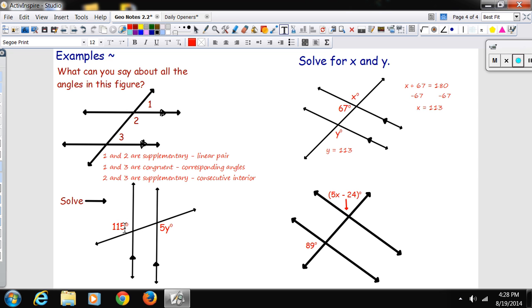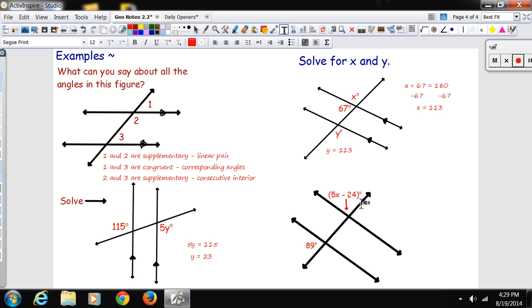Down here we've got, again, alternating and exterior. So we know that 5y has to equal 115. So this 5y is exterior and alternate to this 115. So if you divide by 5 on both sides, you're going to get y equals 23. You get 23 as your y value on that one, and you're just solving for y.